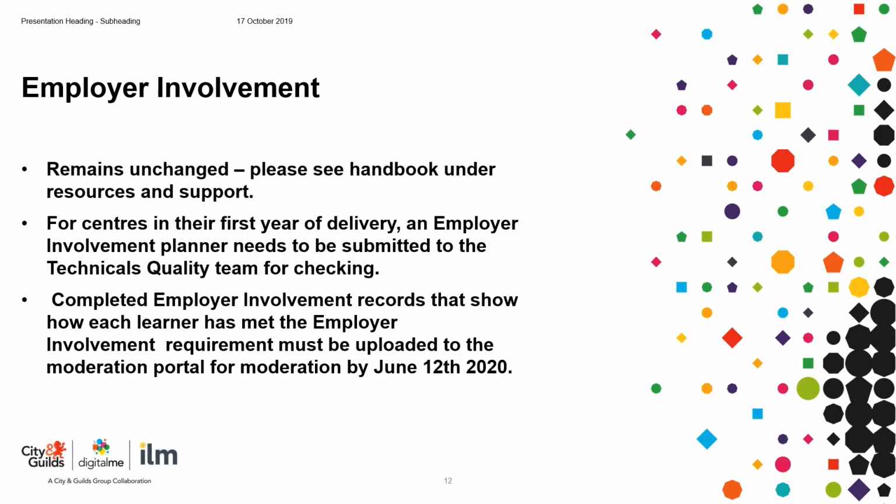As in previous years, centres who are in their first year of delivery will be asked to submit an employer involvement planner to the technical quality team during this autumn term, just to check that it is on the right lines. Completed employer involvement records must be uploaded onto the moderation portal by June the 12th next year, along with optional unit and mandatory units. These employer involvement records will be moderated.